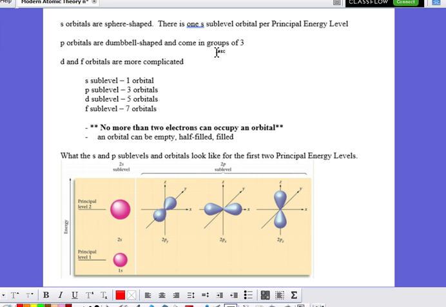So again, s orbitals look like a sphere. P orbitals are usually called dumbbell shape. I usually say they look like a peanut, actually, because they're kind of thin in the middle and heavy on the sides, like a lot of peanuts are in the shell, not the other ones. You keep them in the shell. People are allergic to them, so you leave them in the shell.